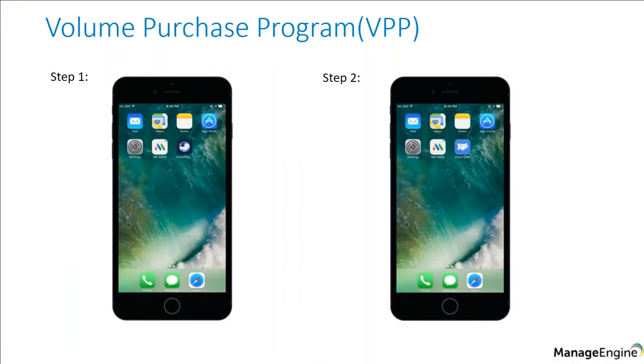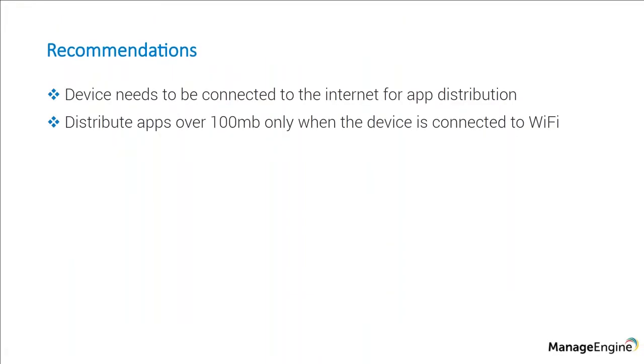Now, as far as the app distribution process goes, here are a couple of recommendations that you need to pay close attention to. The device needs to be connected to the internet for app distribution to work. If in case there is no network connectivity, then the app will get distributed to the device only once the device comes back online. Also, Apple recommends that you distribute apps over 100 MB only when the device is connected to the Wi-Fi. If in case the device is not connected to the Wi-Fi, then this process will eat into the end user's data plan, which is not an ideal situation for you to be in.